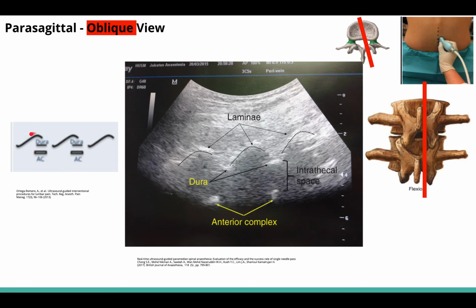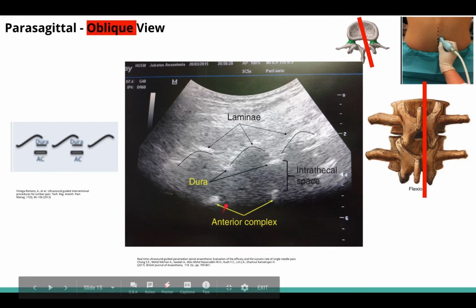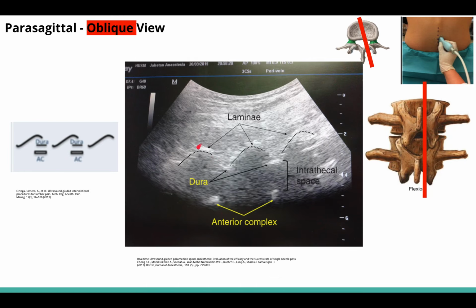This structure right here is your lamina, and the superficial line, I know they label it here as the dura, but realistically it's the posterior complex, because it's very hard to see the dura and the ligamentum flavum separately. Oftentimes you see them combined together, and we'll just refer to them as posterior complex. The deeper structure here is going to be your anterior complex. So let's look at the image with some labeling. Here's your lamina. Here's your posterior complex, anterior complex, and the space in the middle, that's your interspace.